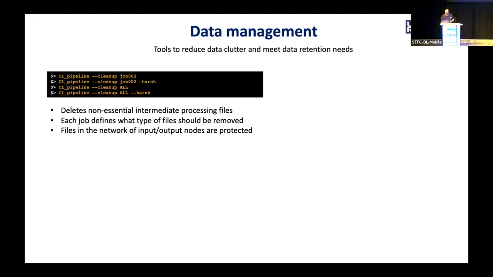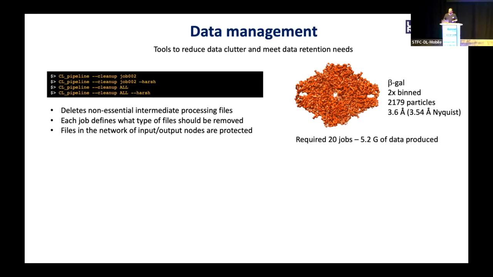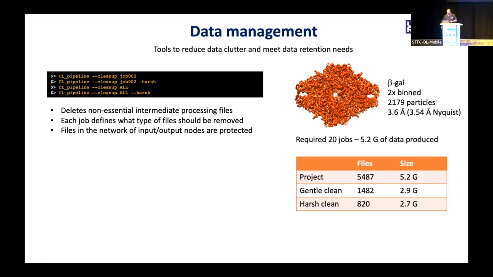So here's an example of beta-gal processed with the pipeliner, a very small data set, and it's binned. It took 20 jobs, and it produced 5.2 gigs of data. If we run the cleanup, we cut that project size down to 2.7 gigs, almost cut in half.